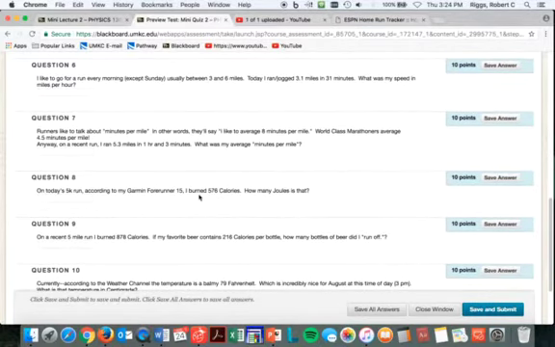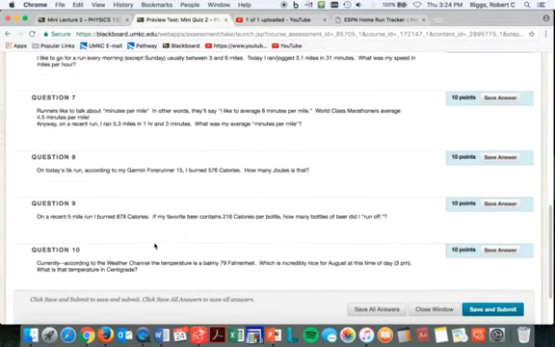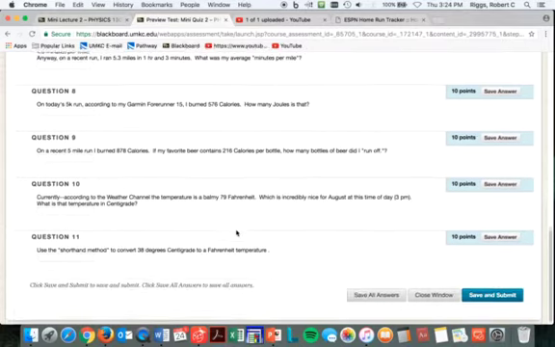Okay, on today's run, I burned 570 calories. How many joules is that? Well, we did the joule calculation: 4,186 joules per calorie. On a recent 5-mile run, I burned 878 calories. If my favorite beer contains 216 calories, how many bottles of beer did I burn off? I figured that one out. It's not hard. It's a little division thing.